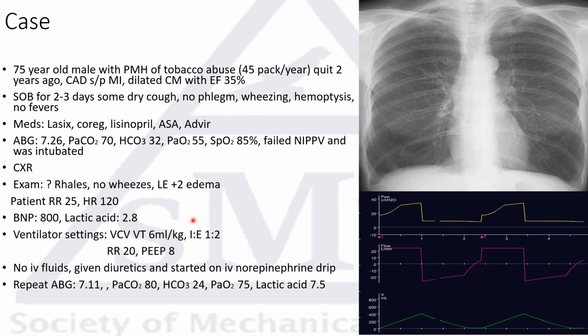Lactic acid 2.8. His ventilator settings were volume control with low tidal volume 6 ml per kg, I to E ratio 1:2, set at respiratory rate of 20 to get rid of the high CO2, and PEEP of 8. Because of the question of heart failure, he was not given any fluids, but was given diuretics, and because of hypotension, a norepinephrine drip. After an hour, repeat blood gas: now worsening acidosis, acidemia. PaCO2 a little bit higher than initially. Bicarb now dropped from 32 to 24. PaO2 a little bit better, and the lactic acid now is 7.5.